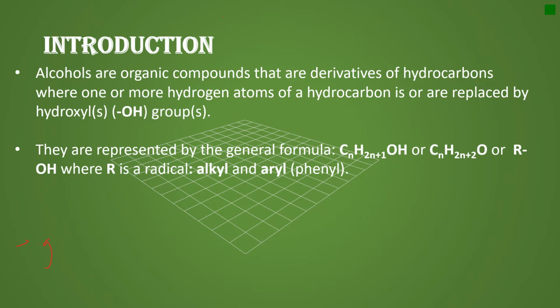Let us have an example. If n is equal to 1, the formula of alcohol will be CH3OH or molecular formula CH4O. But here we have R, which may be a phenyl group. We can have the following alcohol.